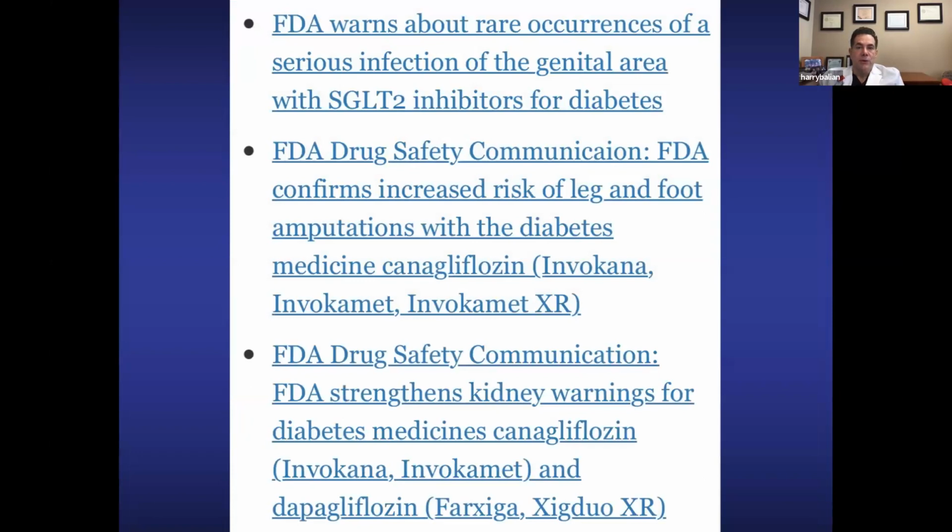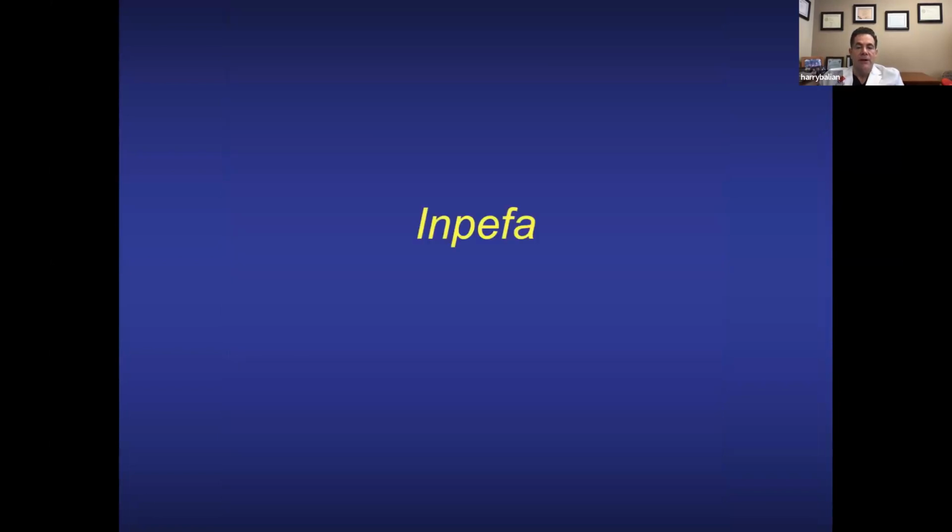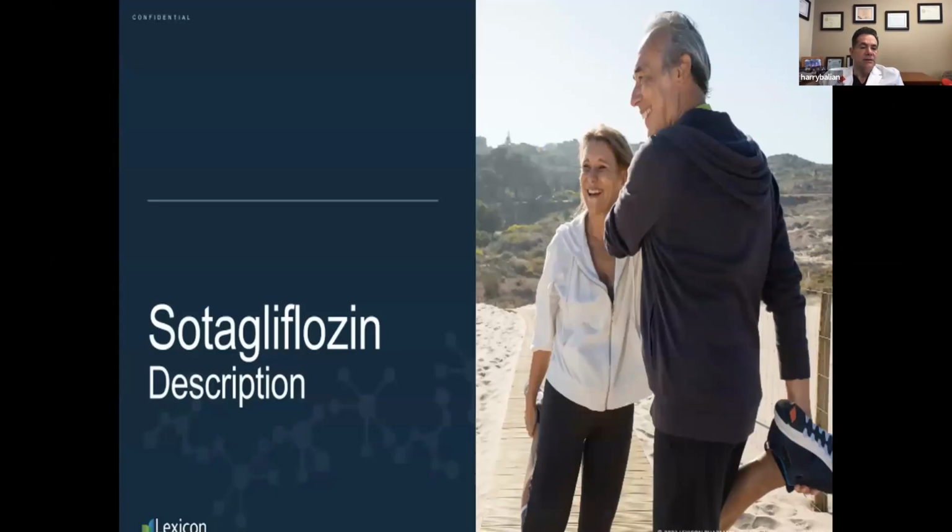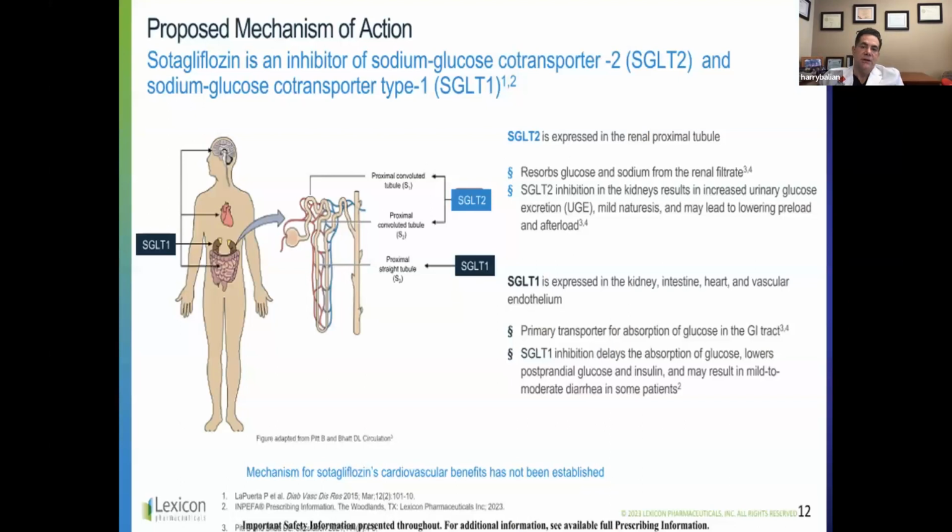So there's some FDA warning of rare occurrences of serious infection in the genital area in patients with SGLT2 inhibitors for diabetes. So you have to be careful with that one. INPEFA, basically, this is sotagliflozin made by Lexicon. And this is the medication that is a SGLT1 and SGLT2 inhibitor. It's expressed in the renal proximal tubule, and it leads to reabsorption of glucose and sodium from the renal filtrate. So it's similar to the SGLT2 inhibitor, but this also hits the SGLT1 receptor as well. So it hits both receptors instead of one.